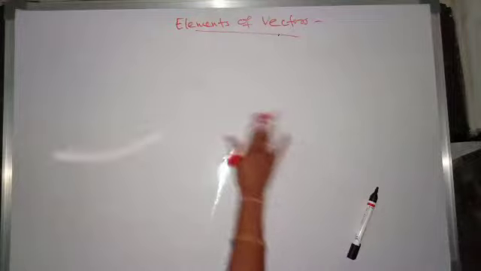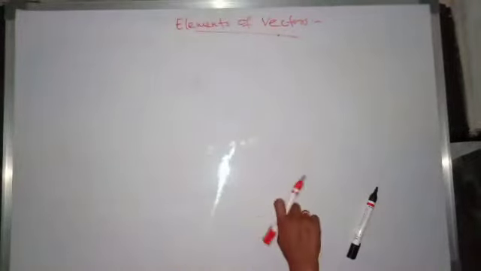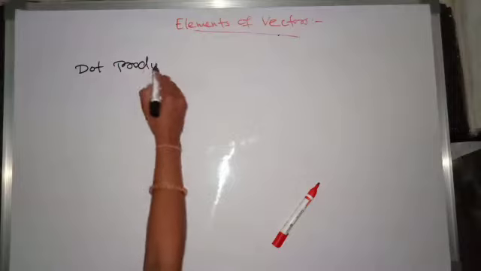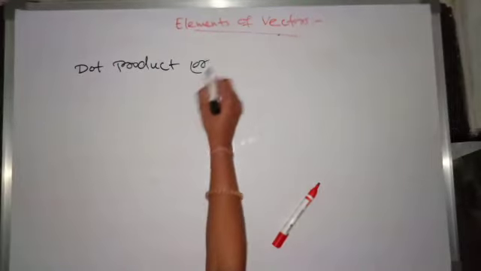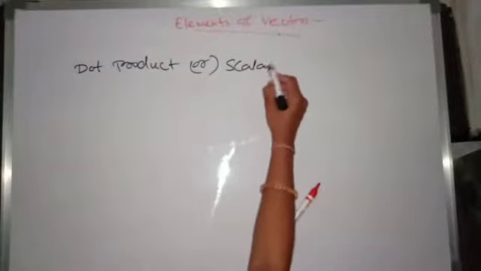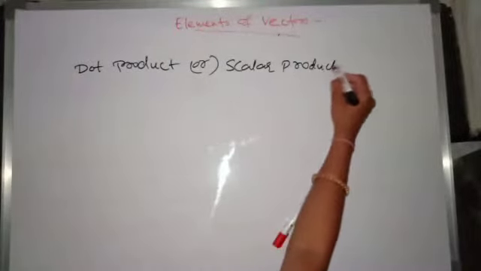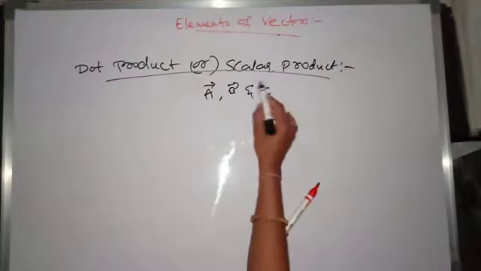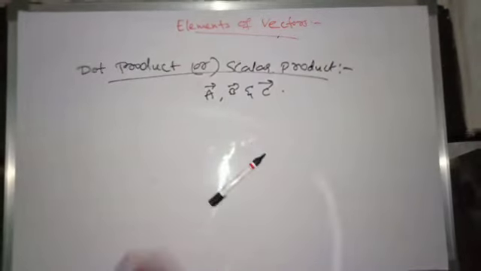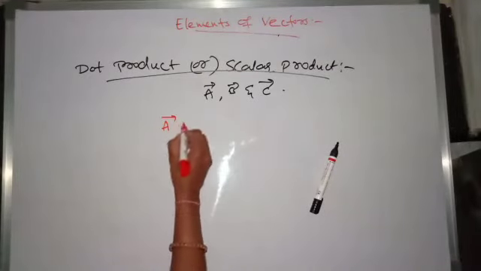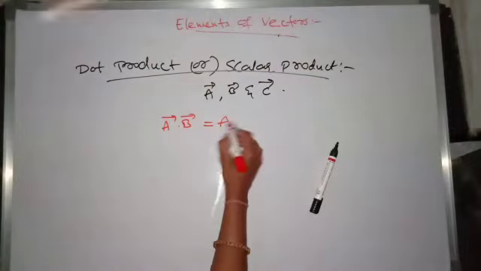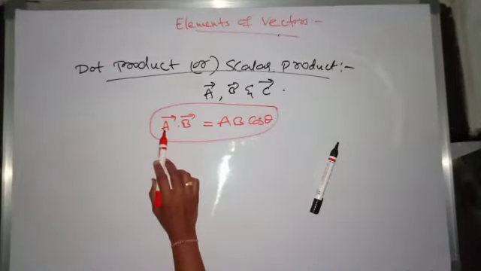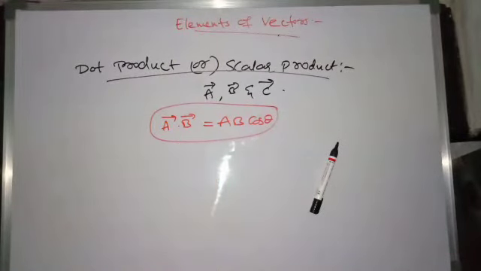I am Swapna, and in this lecture I am going to explain to you about dot product of vectors. Dot product of vectors is also known as scalar product. If we have vectors A bar, B bar and C bar, then the dot product of A and B is equal to AB cos theta. This theta is the angle between the A and B vectors.